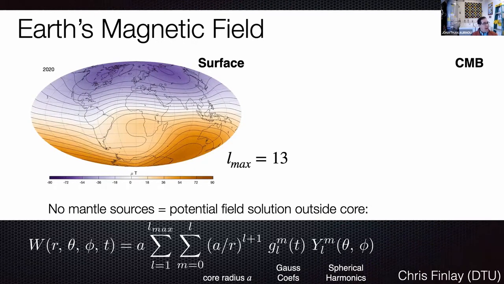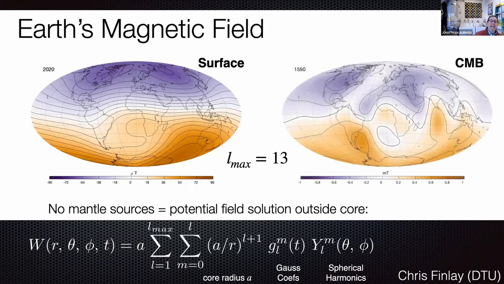And that's the field over the past 400 years at the surface. And it's dominated at the surface largely by the axial dipole component. But there's a lot of other data in there. As this shows, we have information here out to Lmax of 13.